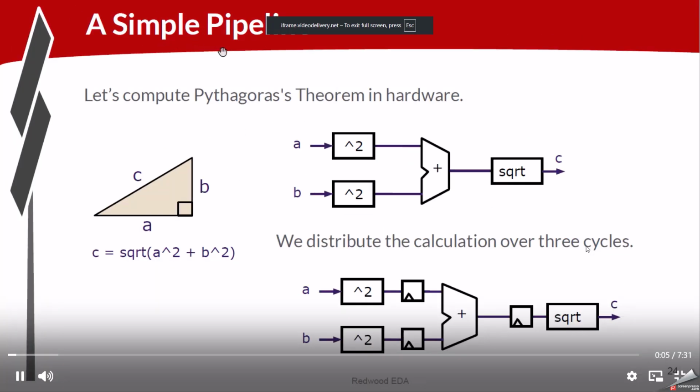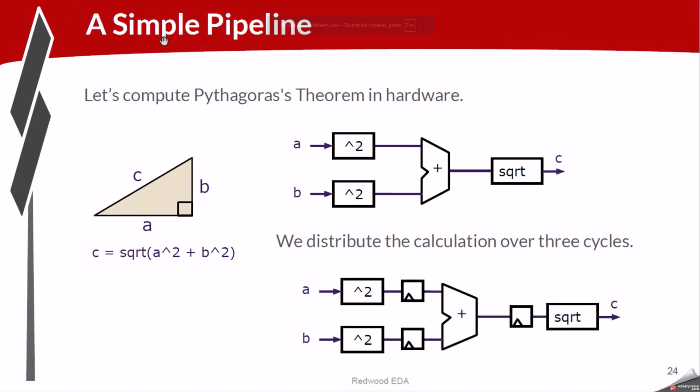All right, so now on to our next concept. I'm going to introduce pipeline logic, and I'll introduce that with this example. In this example, we're implementing a computation of Pythagoras' theorem in hardware. So we're computing the distance c as the square root of a squared plus b squared.